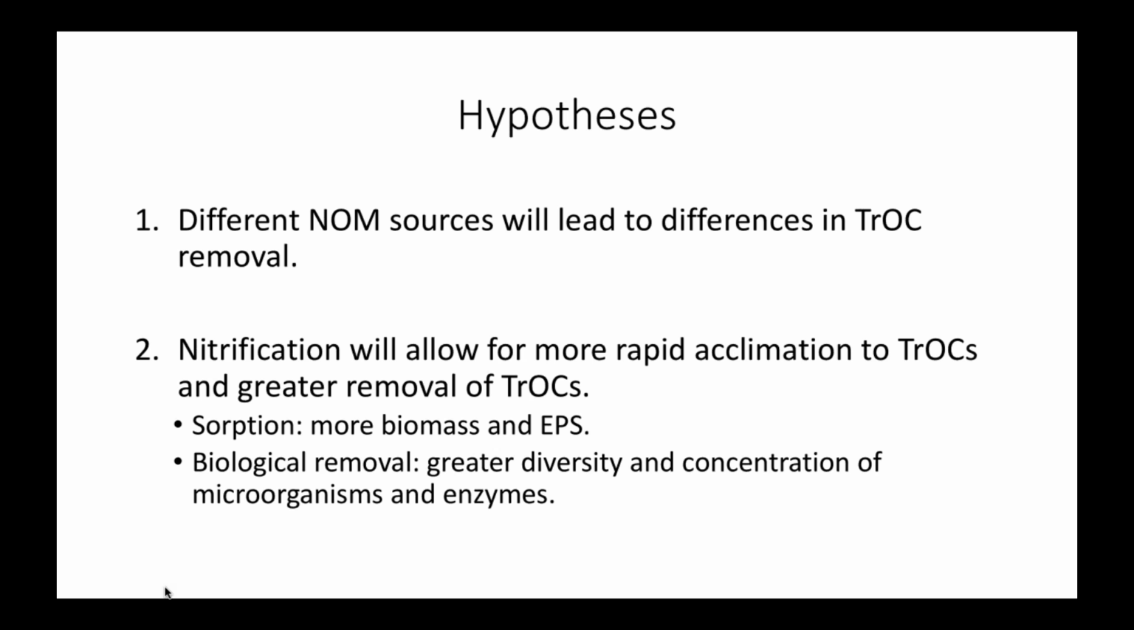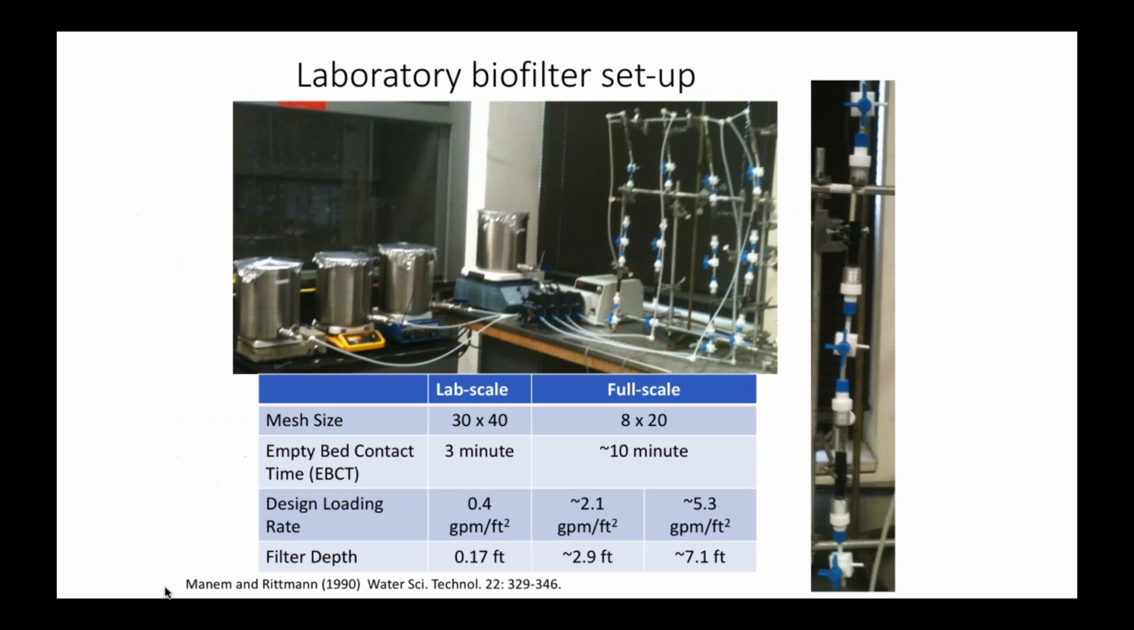First, by having more nitrifiers, we hypothesized that this would allow for greater areas on which to sorb from the increased biomass and the increased EPS. The second reason is that by having these nitrifiers, we would expect that there would also be greater biological removal because of greater diversity and concentration of both microorganisms and enzymes present in the biofilters.